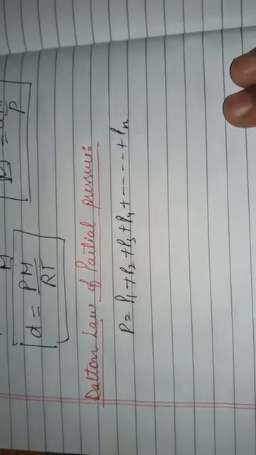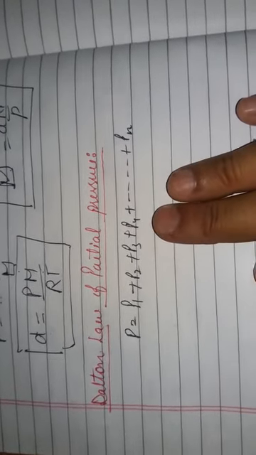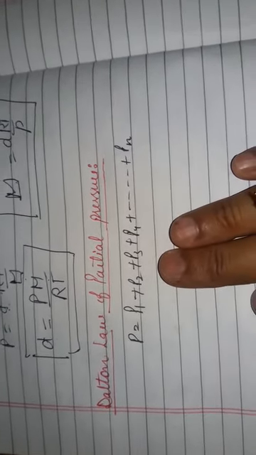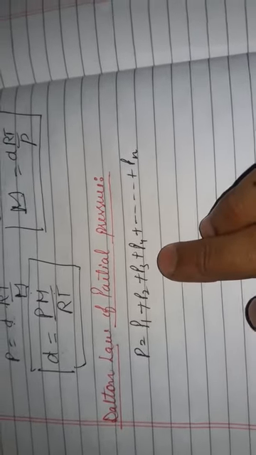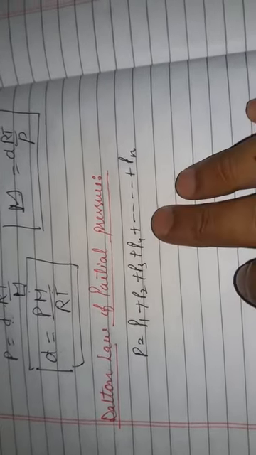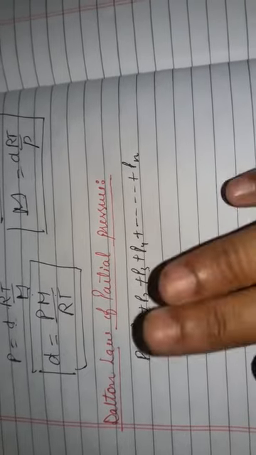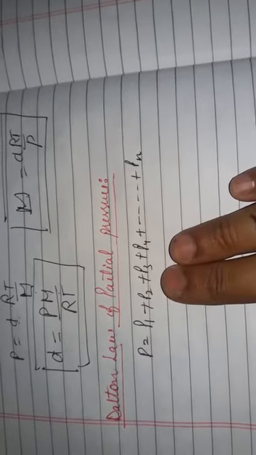Okay, so students, next topic is Dalton's law of partial pressure. Okay, this is a mathematical expression. According to Dalton's law, if two or more gases which do not react chemically, any two gases which do not react chemically, are enclosed in the same vessel.